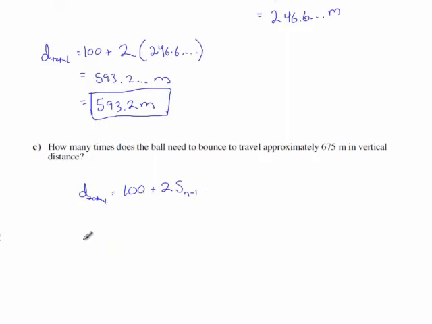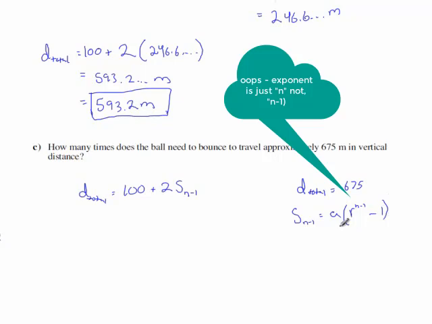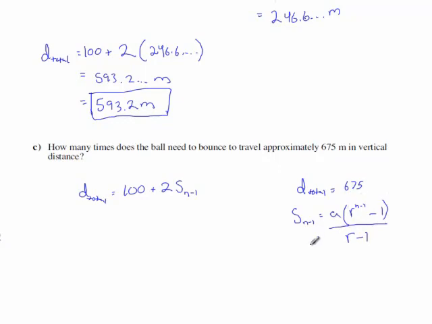So you know that your total distance is 675, so put that in. You know that the formula for S of n minus 1 equals a times r to the n minus 1 divided by r minus 1. And you know your a value and your r value. So a is 75 still, r is 0.75.